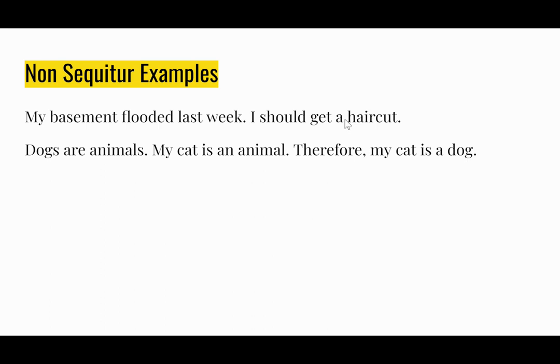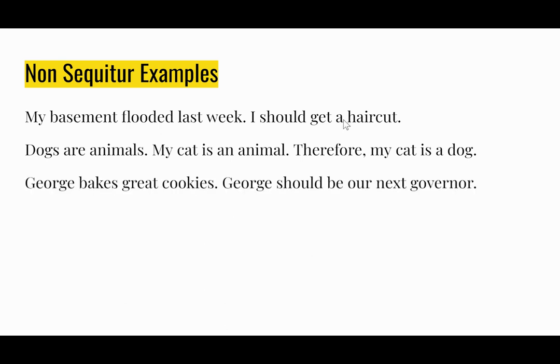Dogs are animals. My cat is an animal. Therefore, my cat is a dog. My cat will be very upset if she were sitting on my lap looking at this, because she knows she is not a dog, I think. George bakes great cookies. George should be our next governor. I'm glad George bakes great cookies. I love a great cookie. I don't think the ability to bake great cookies means that one should govern the state.